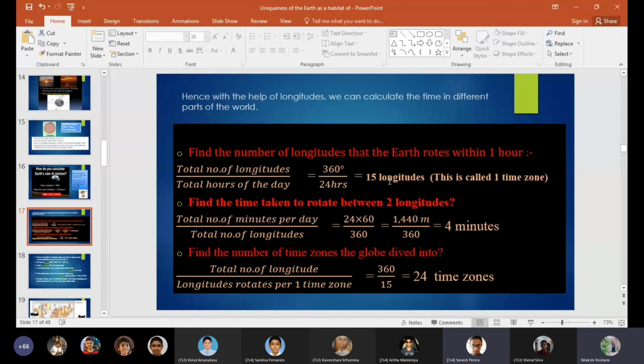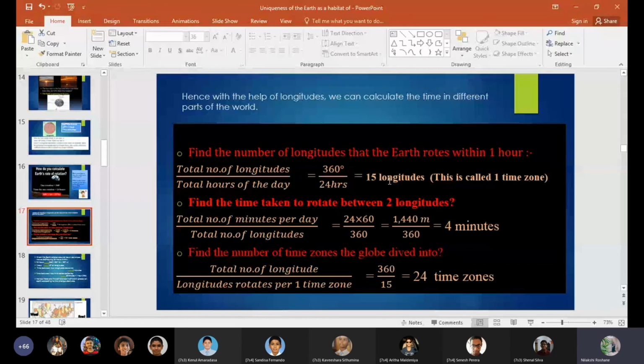And the total number of longitudes? Yes, 360. So you divide the total number of minutes per day by the total number of longitudes, and you get the answer as 4 minutes. So this 4 minutes is the time taken to rotate between two longitudes.